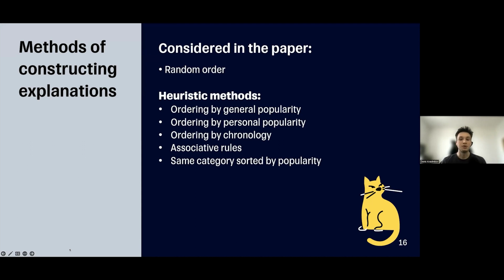Same categories sorted by popularity. As you may remember, I said that every merchant has a category. So if we recommend a merchant from category A, we first explain through objects from the same category, ordering them by popularity, and then add the rest in the general order.